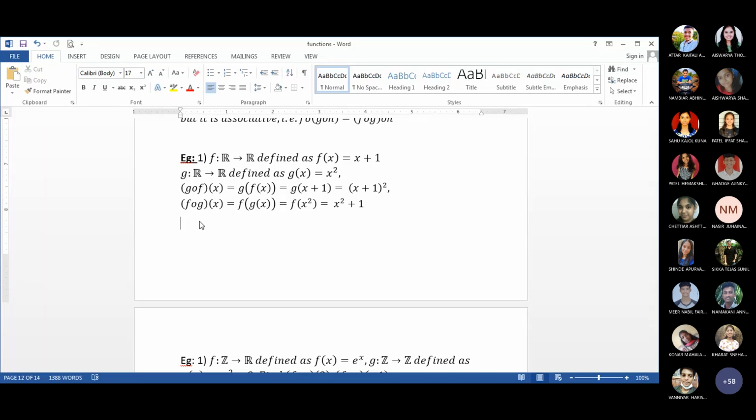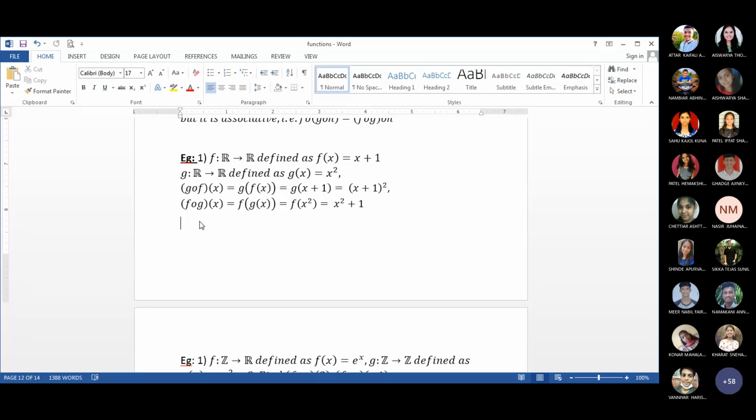So g composed with f क्या है? x plus 1 the whole square. F composed with g क्या है? x square plus 1. So this clearly proves the composition of function is not commutative. ठीक है, it proves that the composition of function is not commutative. Associative है, वो हम लोग बाद में कोई एग्जांपल करके देख चेक करेगा. First example is clear?